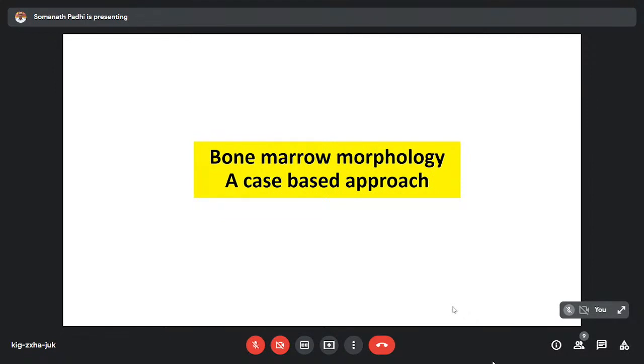Many times nowadays this institutional protocol has changed. That's why we are not getting those cases of HIV positive marrows as often. And so I have just selected some of these cases.